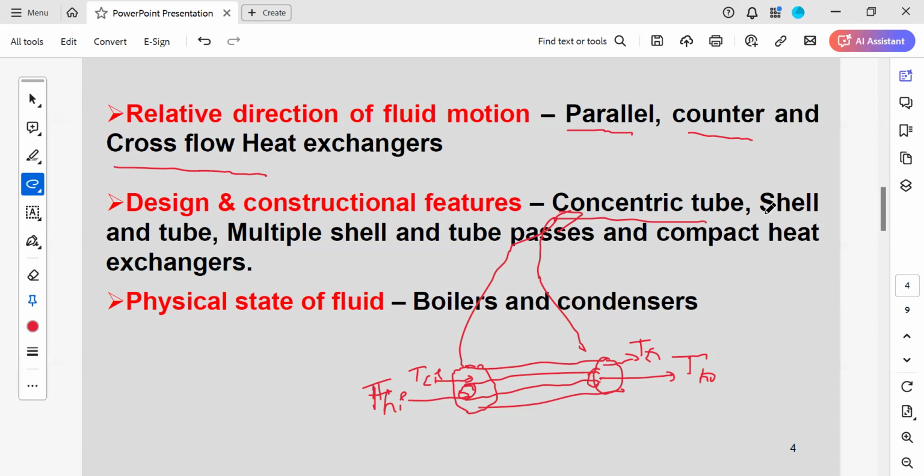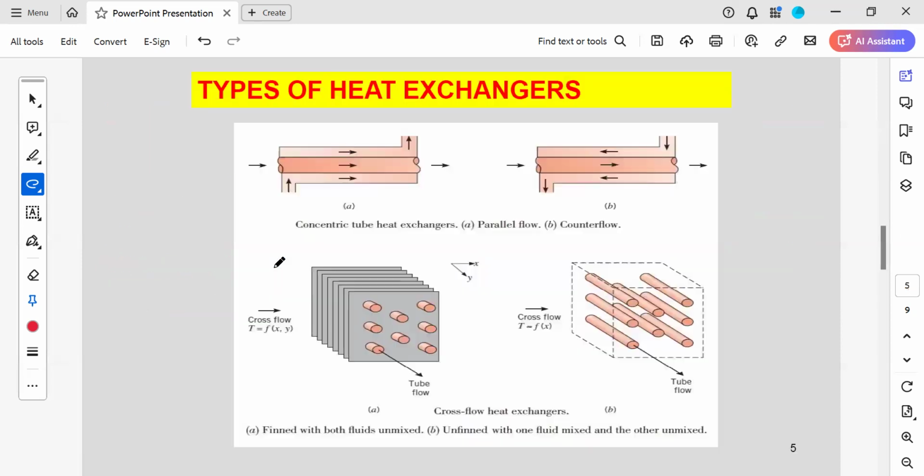Next one is the shell and tube heat exchanger. For that, a separate diagram will be there. I will show that one. Next one is the multi-shell and tube pass heat exchanger. Number of tube passes and number of shell passes will be there in the heat exchanger. Next one is compact heat exchangers. So let us see this one based on the direction of motion.